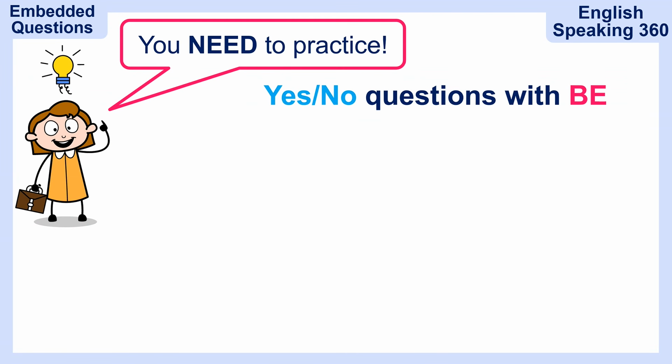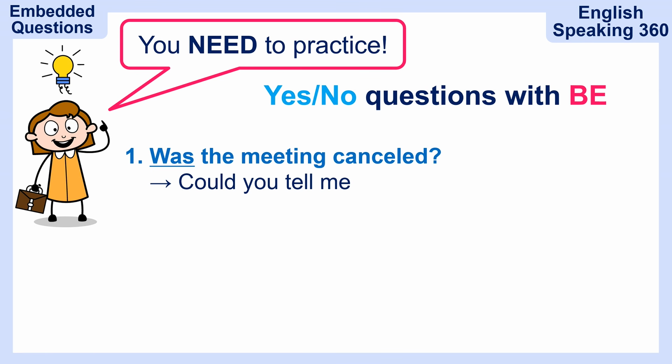Now you need to practice. Was the meeting canceled? Try to make a sentence with could you tell me? Could you tell me if the meeting was canceled? So you see here, was the meeting becomes the meeting was.